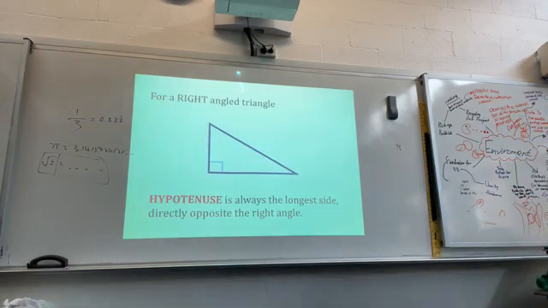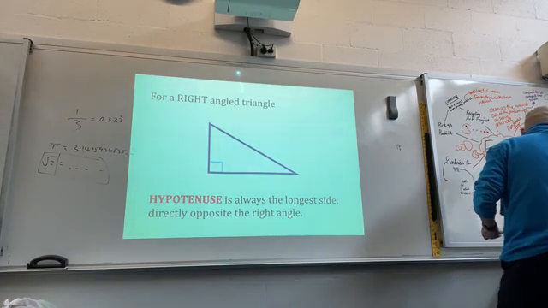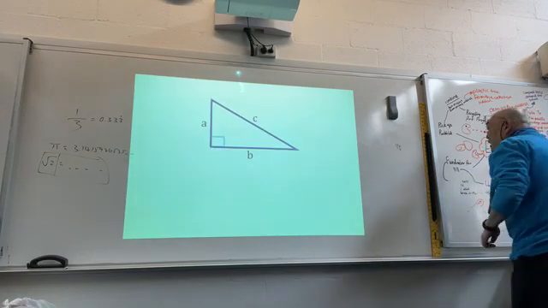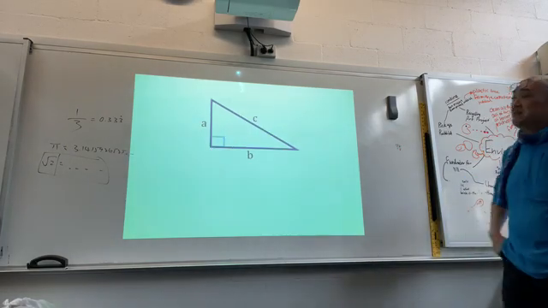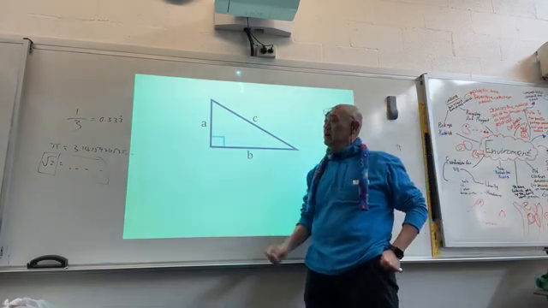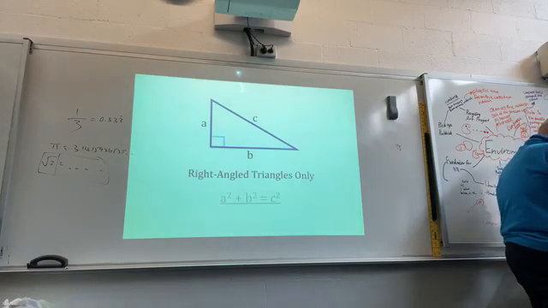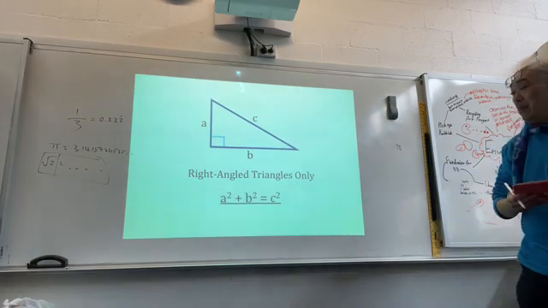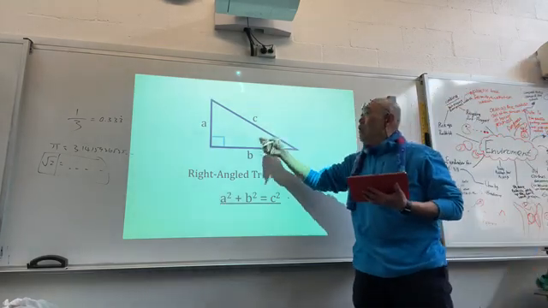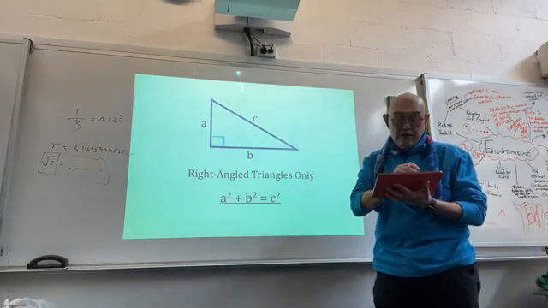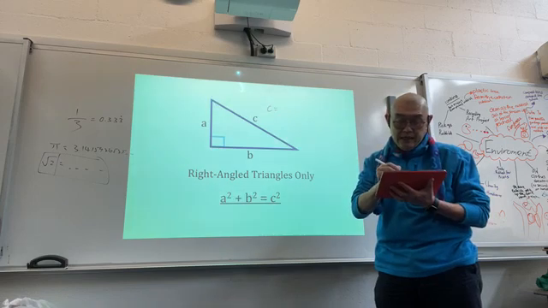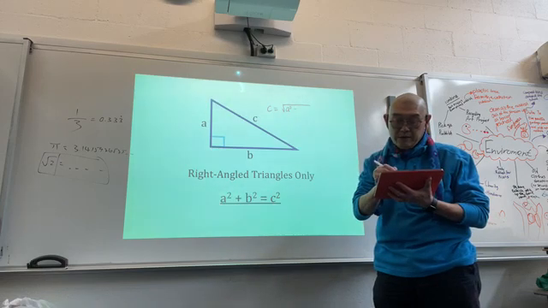Now, for a right angle triangle, hypotenuse is always the longer side, which is directly opposite the right angle. That is what you need to recall. Now, if I've got A, B, and C, of course C is the hypotenuse, opposite the right angle, and you know Pythagoras states that for right angle triangle only, A squared plus B squared equals C squared. So in order to determine C, if we know A and B, C is actually equal to square root of A squared plus B squared.